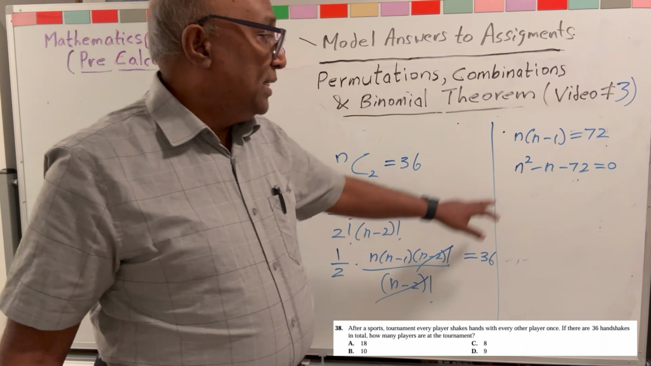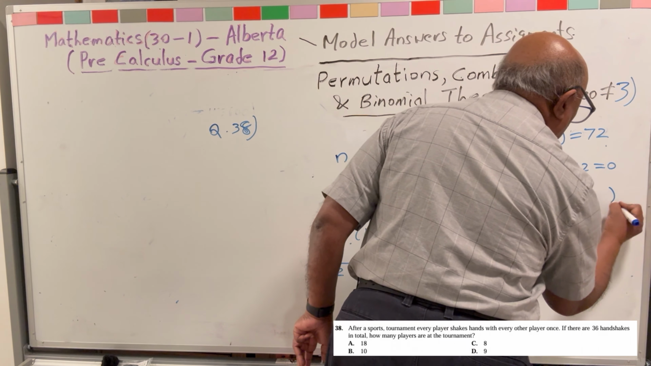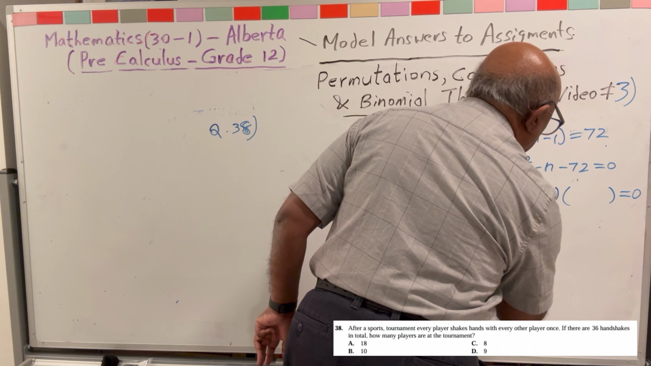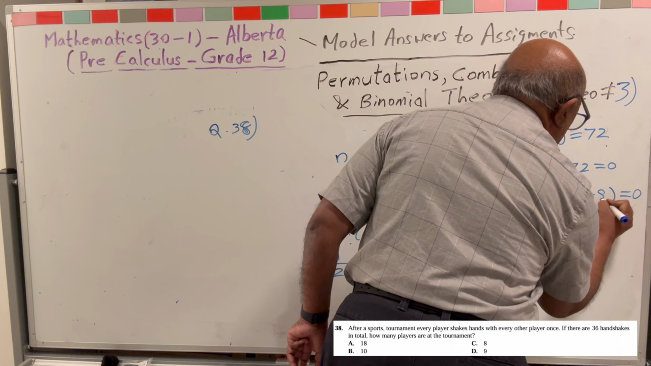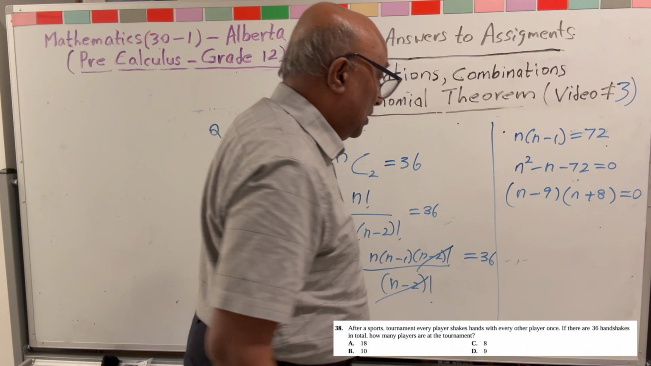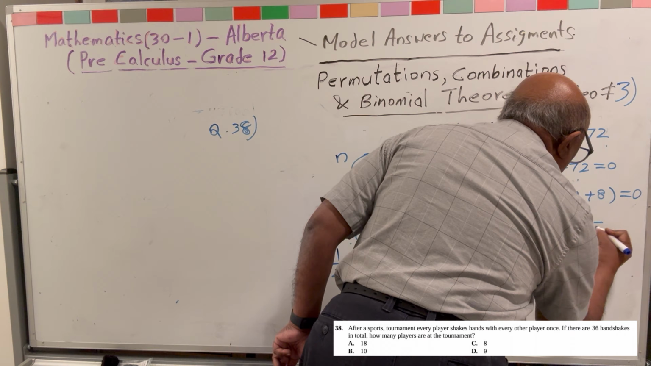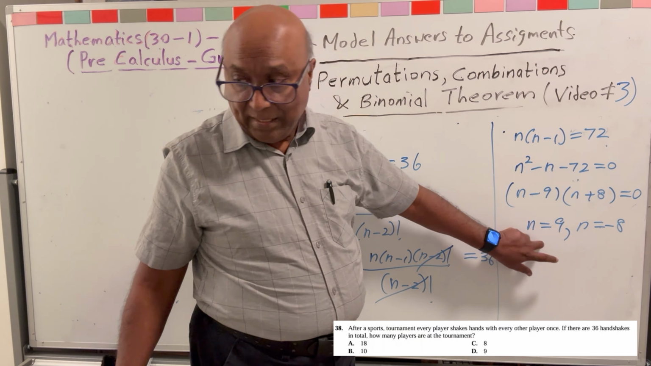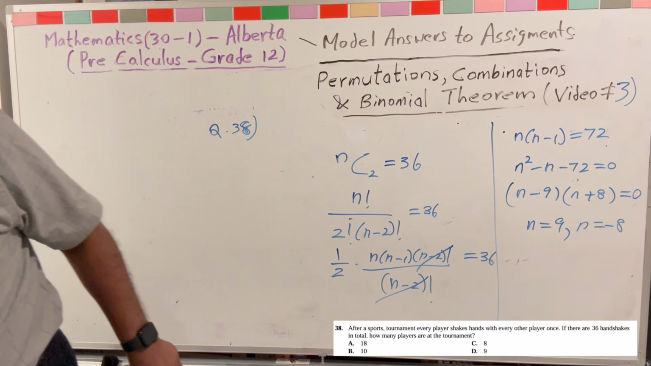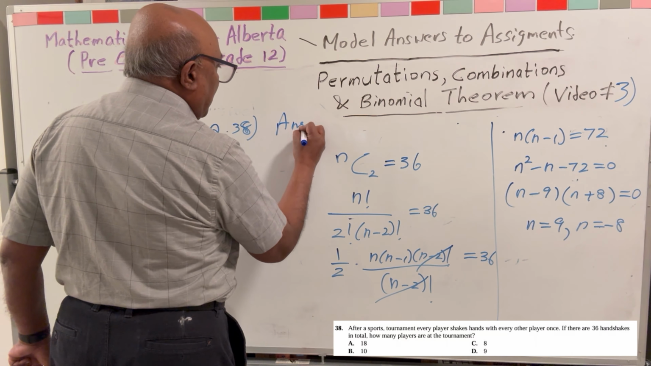Now this is a quadratic equation. Let's factor this. You can factor this easily. n minus 9, n plus 8 is equal to 0. That means n equals 9, or n is equal to negative 8. The right answer is n equal 9 because 9 is a positive answer. Yes, that is option number D. Answer is option number D.